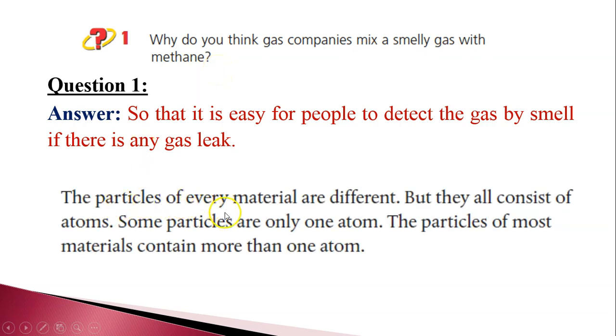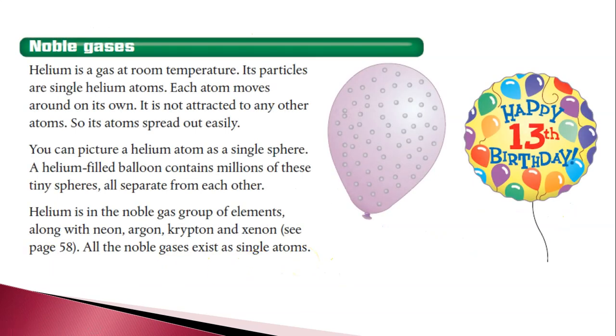The particles of every material are different. We know that, right? But they all consist of atoms. Some particles have only one atom, but most of the particles have more than one type of atom. Hope you remember about noble gases, which we had learned in the first term. Helium is an example of a noble gas. It is a gas at room temperature. Its particles are single helium atoms.